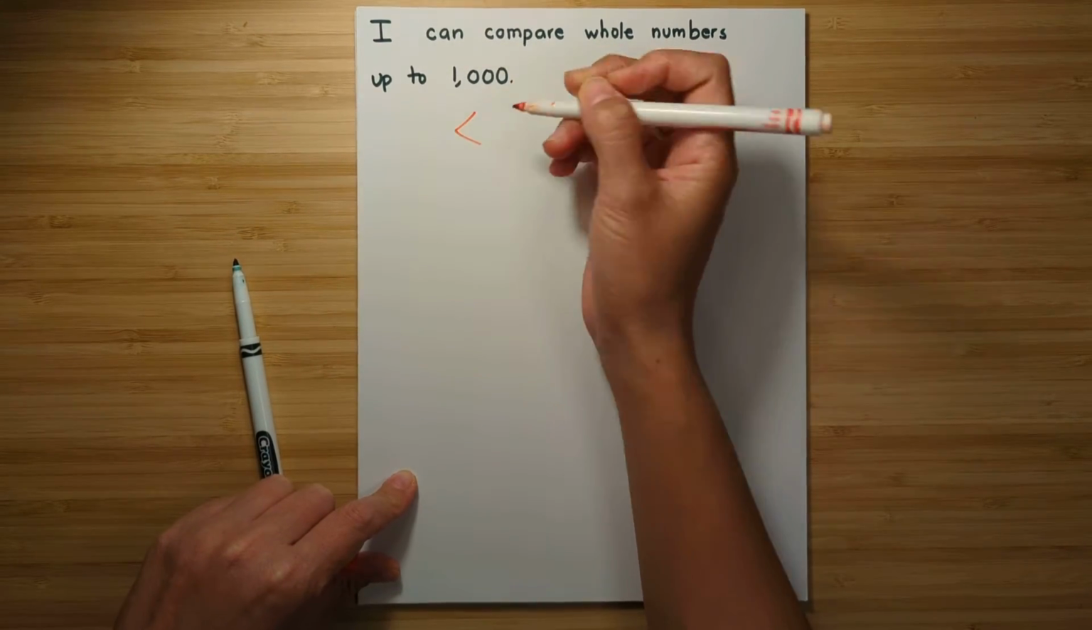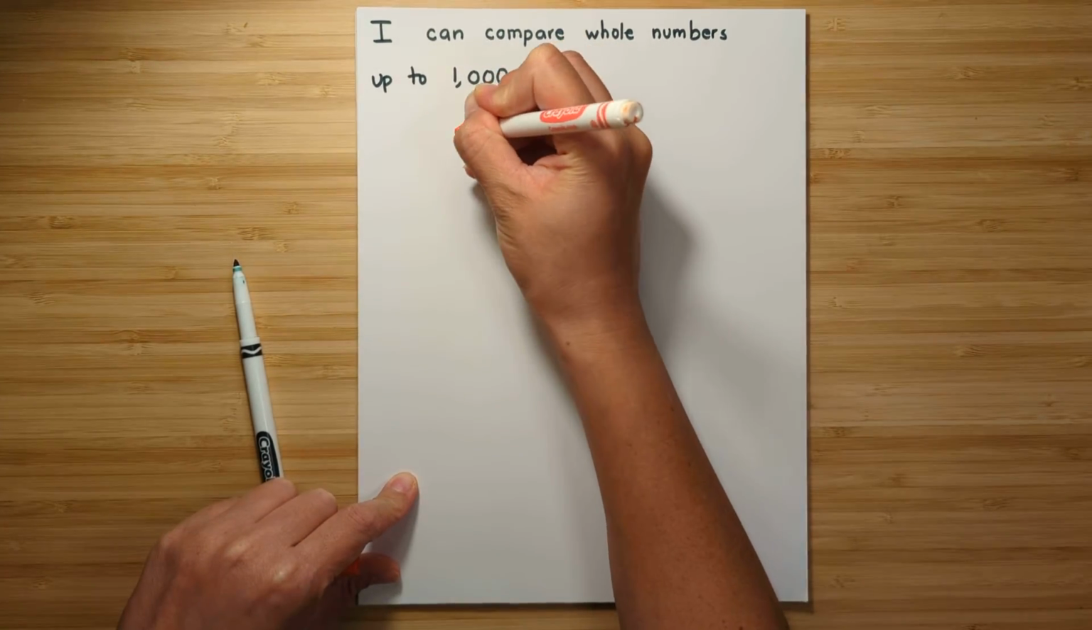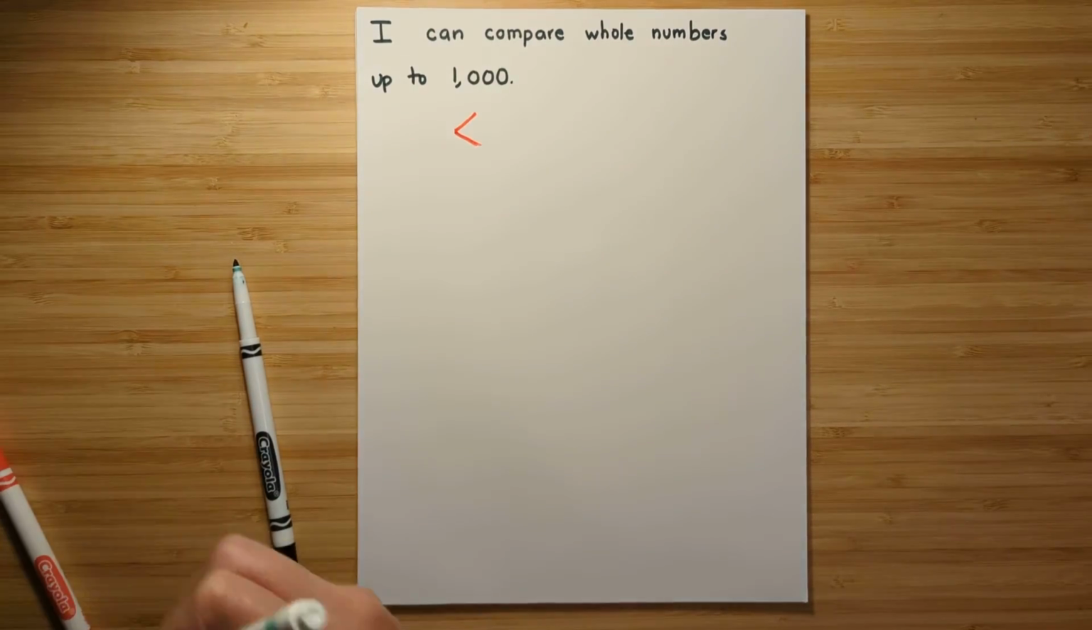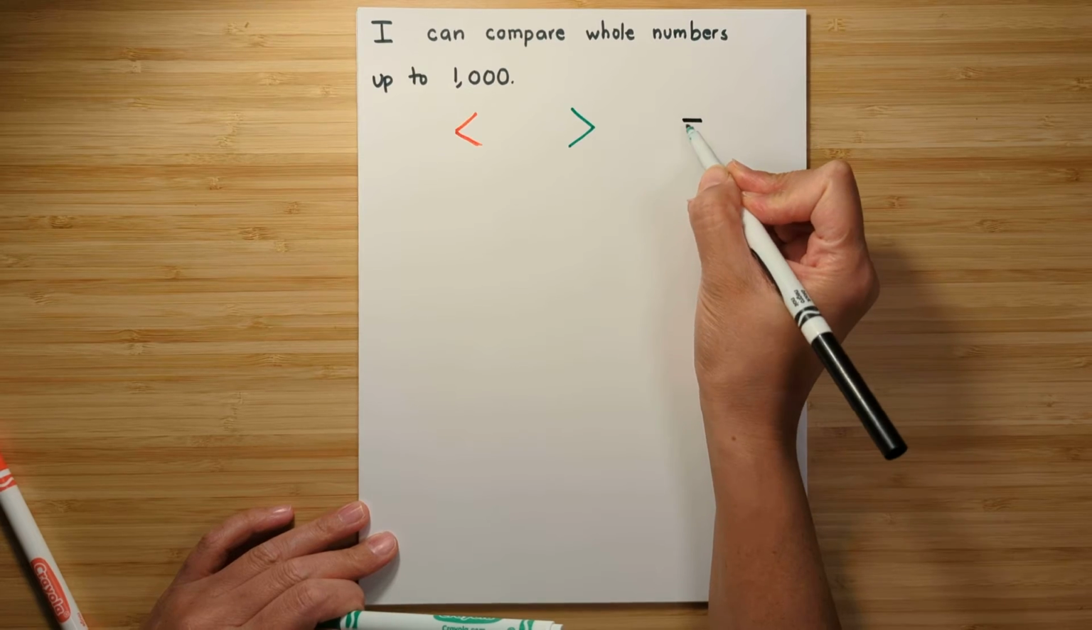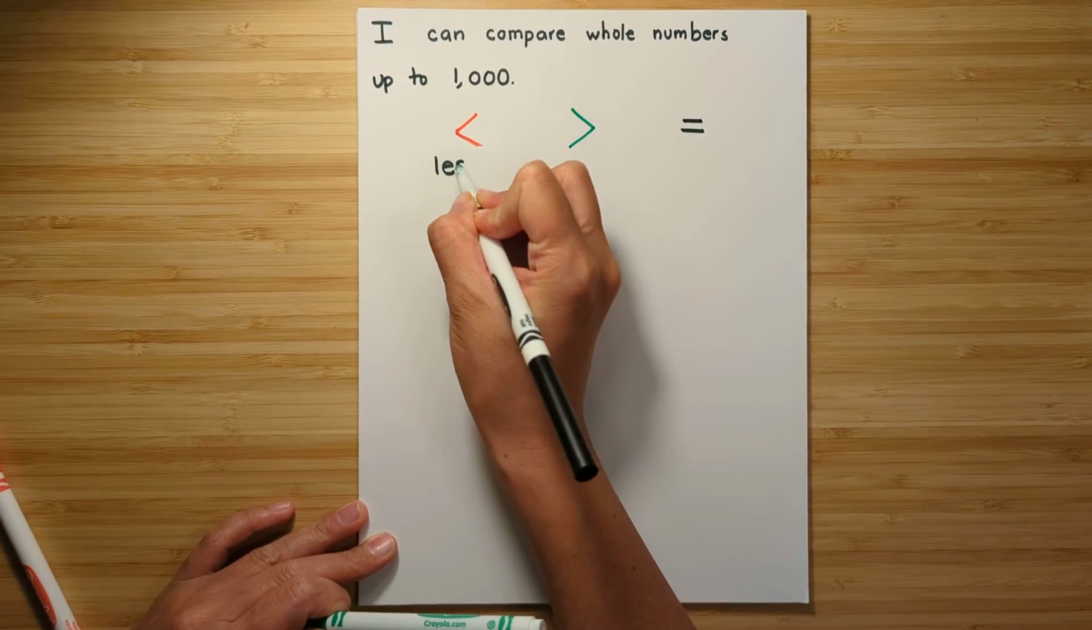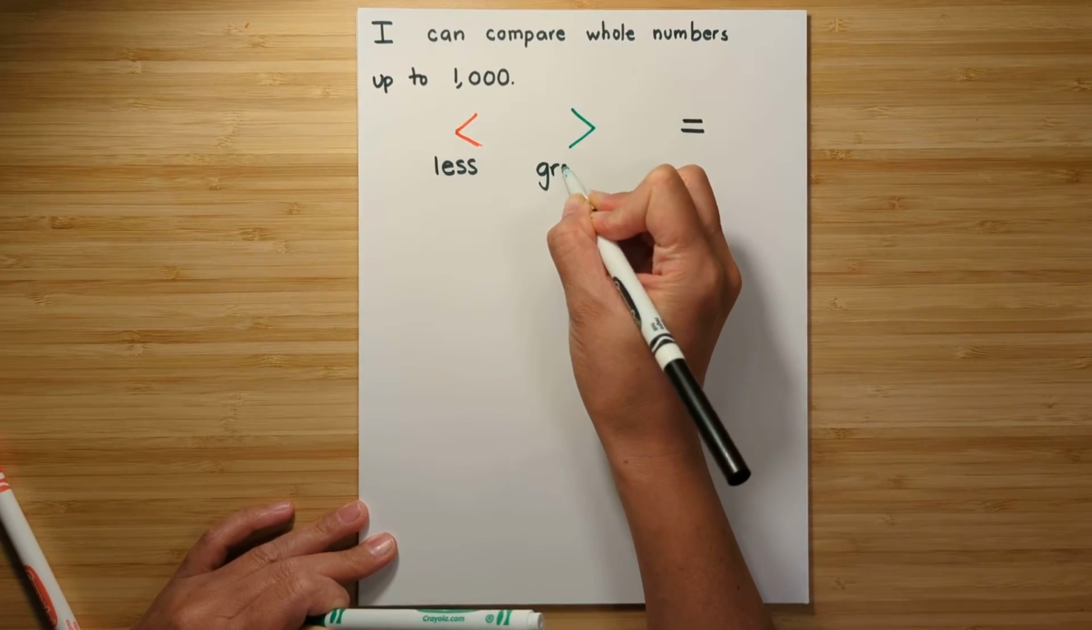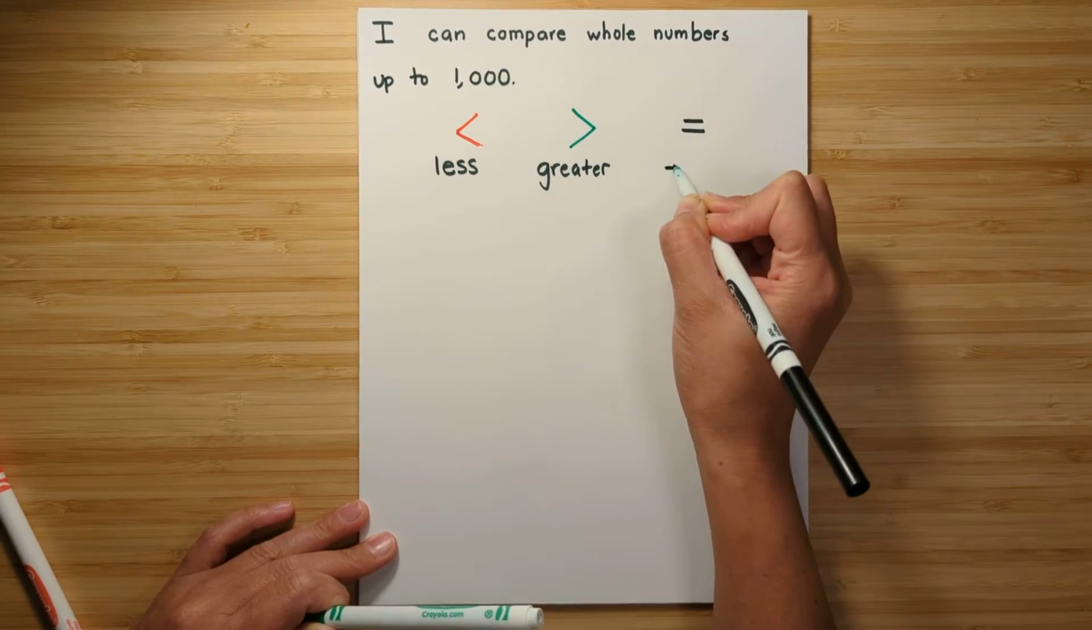So this is the less than symbol. This is the greater than symbol. And this is the equal to symbol. So less than, greater than, and equal to symbol.